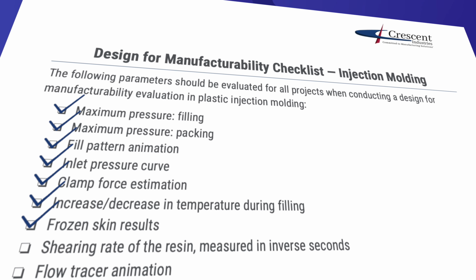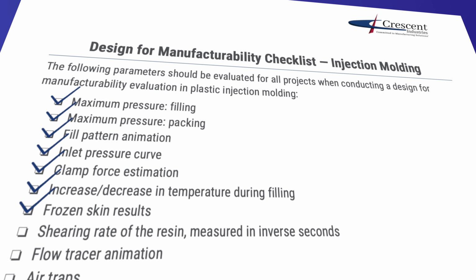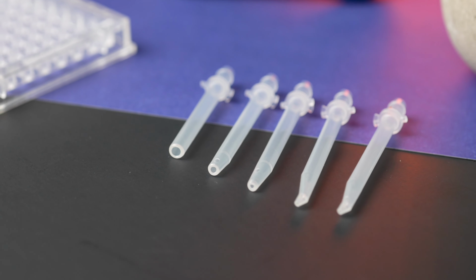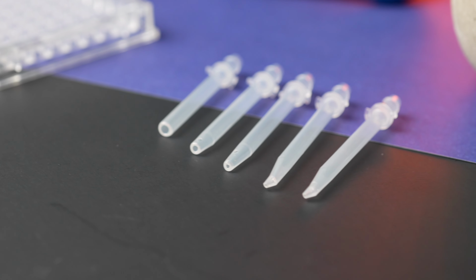Frozen skin is the result of the outer layer of plastic beginning to cool and solidify as plastic is still flowing elsewhere. If that frozen skin forms too early in the fill process, it can restrict flow inside the mold cavity, leading to all kinds of defects, most commonly short shots. But once again, simulation should tell us exactly where and when that frozen layer forms.